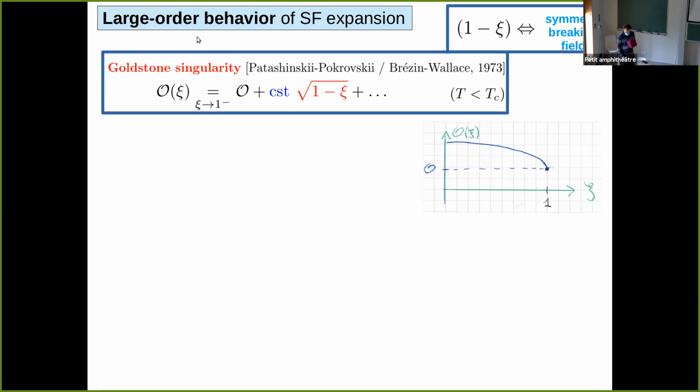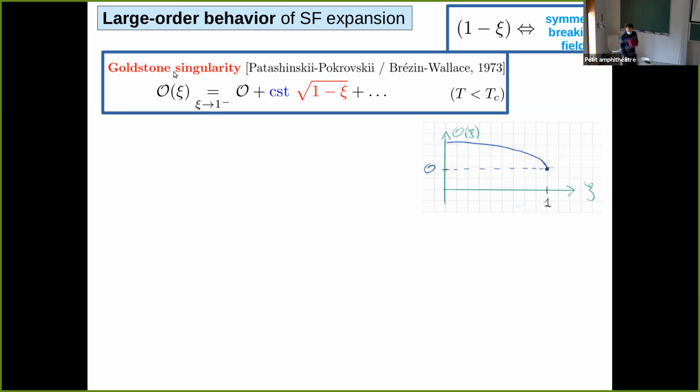Finally, let me discuss a bit about the large order behavior of the superfluid series. So remember that 1 minus psi plays the role of the symmetry breaking field. And accordingly, the order parameter as a function of psi will have a finite limit when psi goes to 1, which is by definition the physical order parameter. But then actually it's known in the literature that there is a square root singularity. So this curve here has an infinite slope for any temperature below Tc.